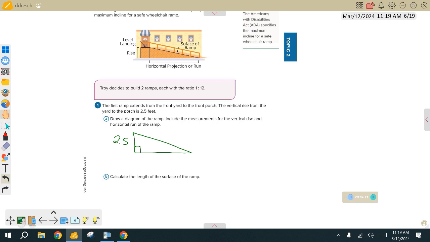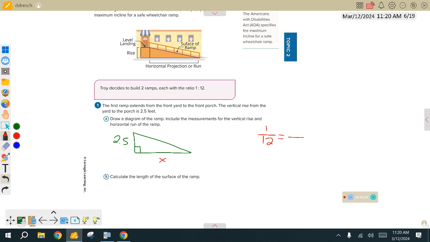So we don't know our run. If we don't know something, what do we do? Yep. Well, that'd be a variable. We don't know what our run is. We do know our set height is 2.5 feet. Our rise is 2.5 feet. All right. So if we think of our rise and run, that has to be 1 to 12. That ratio has to be 1 to 12.